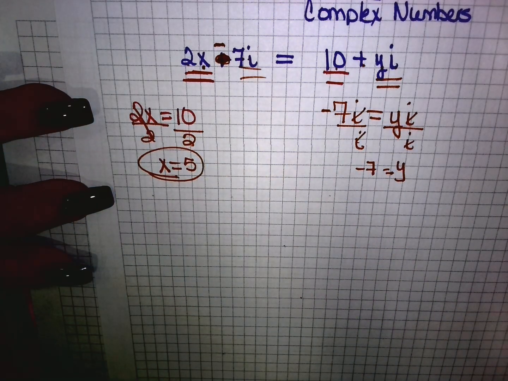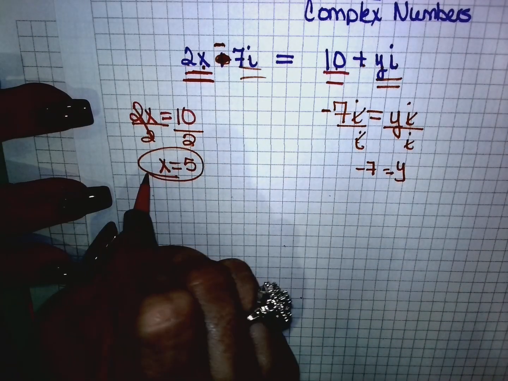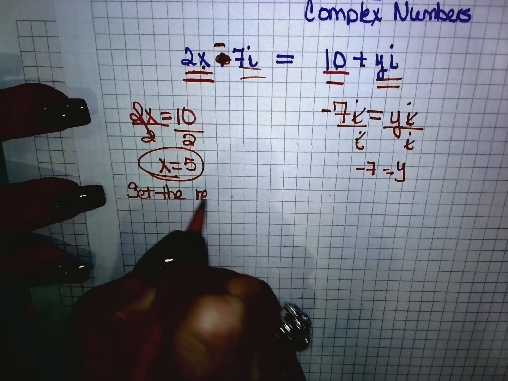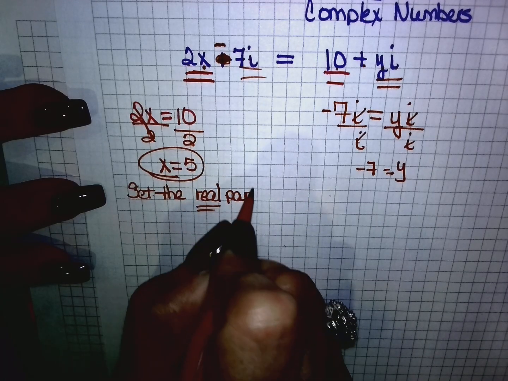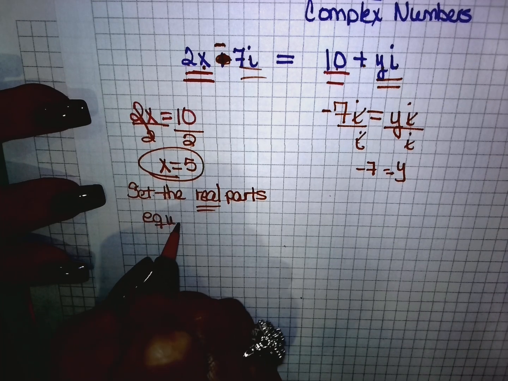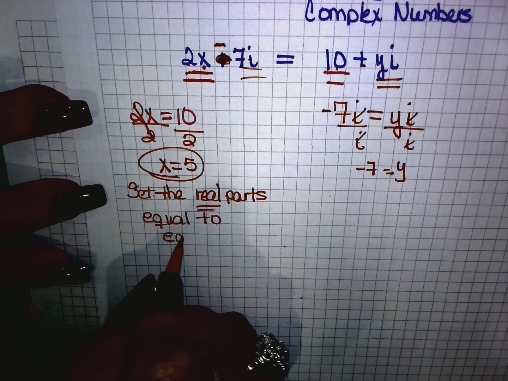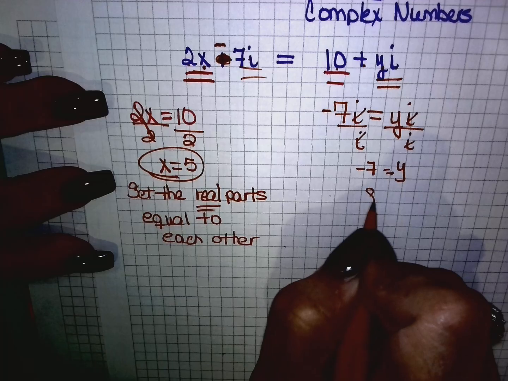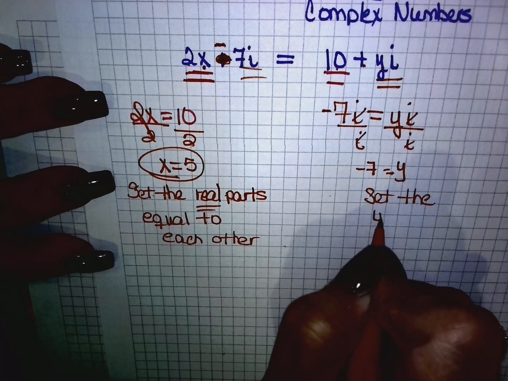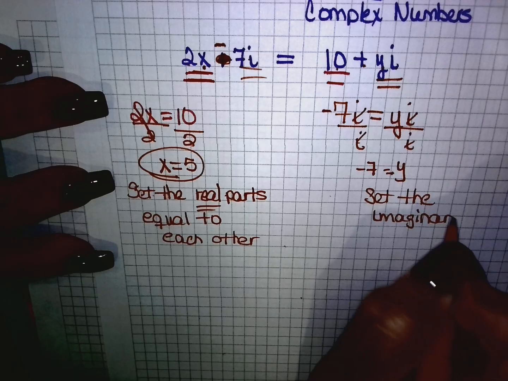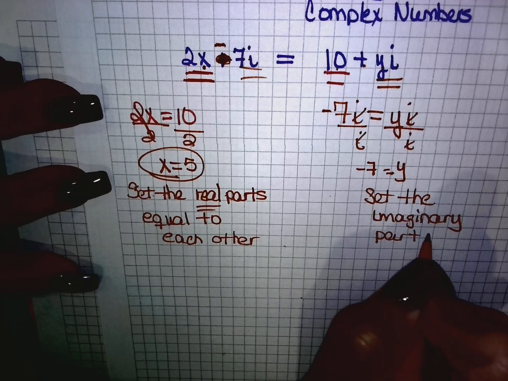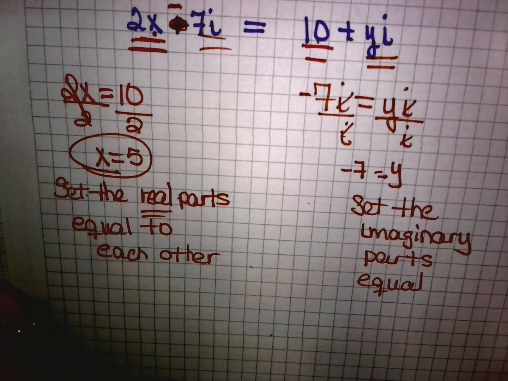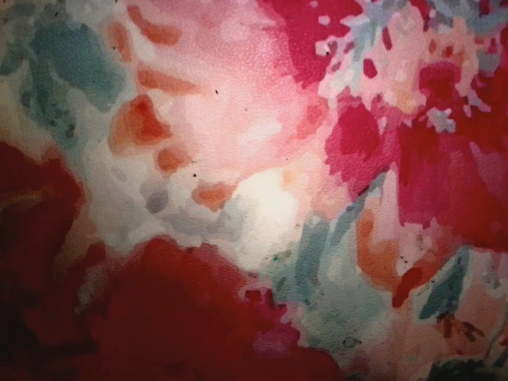So once again, if you have two complex numbers that are set equal to each other, we set the real parts equal to each other, and we set the imaginary parts equal to each other.